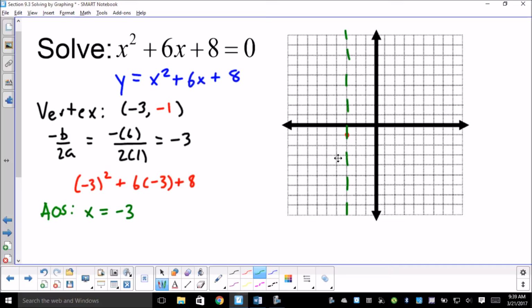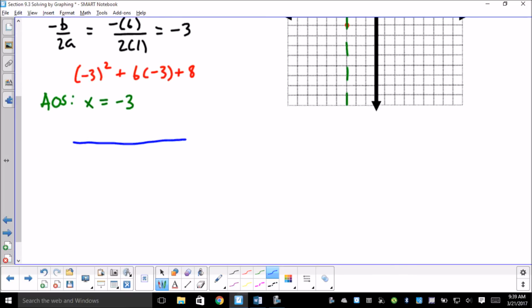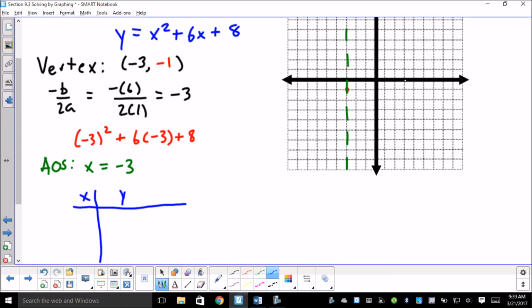Next, I'm going to make a table of values to do some sketching. I always want to pick x's that are close to my axis of symmetry and on the same side of the axis. So I'm going to pick the values -2 and -1. In my other video, I show a nice little calculator trick to make this easy on you. When I plug in -2, I get a value of 0. When I plug in -1, I get a value of 3. If you want a more detailed example of how to do that, go look at my other video.